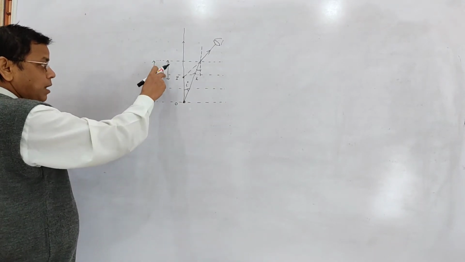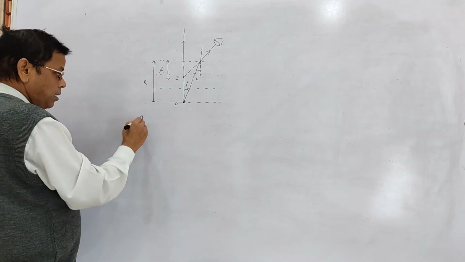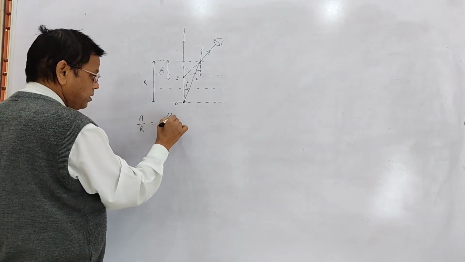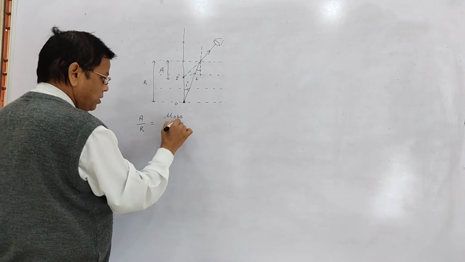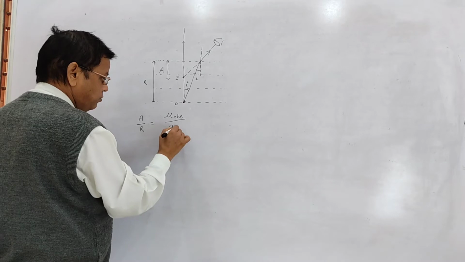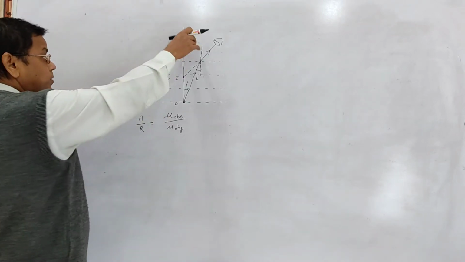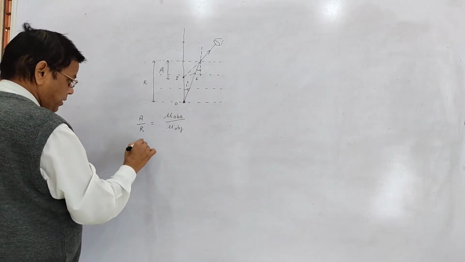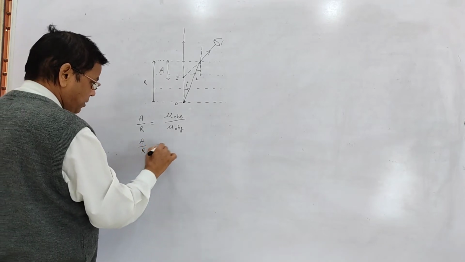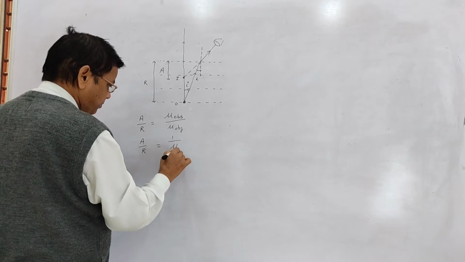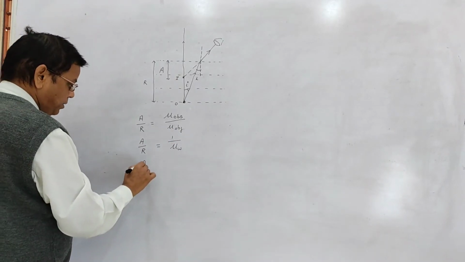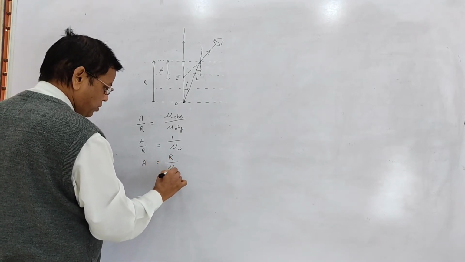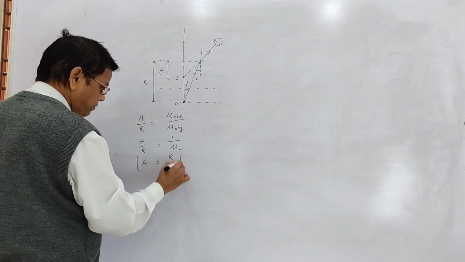So we have seen the relation between apparent depth and real depth. Apparent depth upon real depth is equal to the refractive index of the observer medium to that of the object medium. So here the observer is in air, the object is in, say, water. So A divided by R will be 1 upon mu of water. So here the apparent height will be real height divided by mu of water. This is a relation we have already derived.